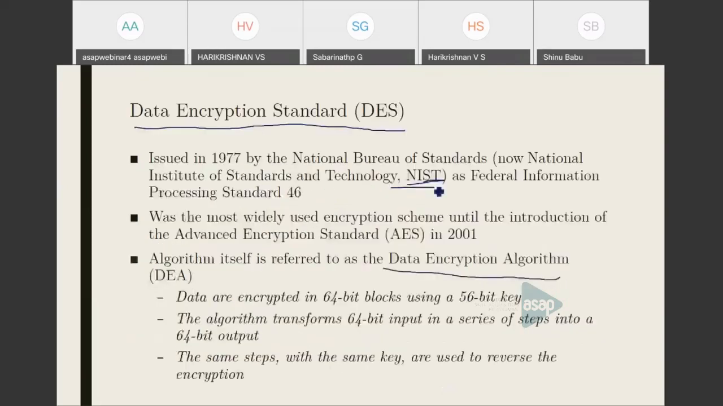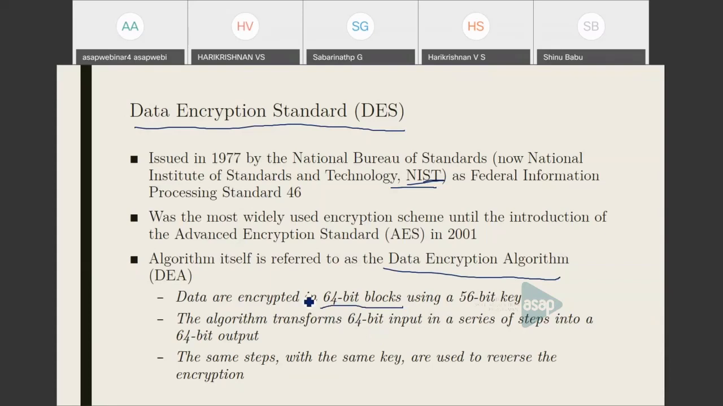He called that the DEA, data encryption algorithm, and then that won the competition and got accepted as the data encryption standard. So when the data encryption standard was standardized, it used 64 bit blocks. The example I gave you earlier was 32 bits. Now this guy used 64 bit blocks and a 56-bit key.